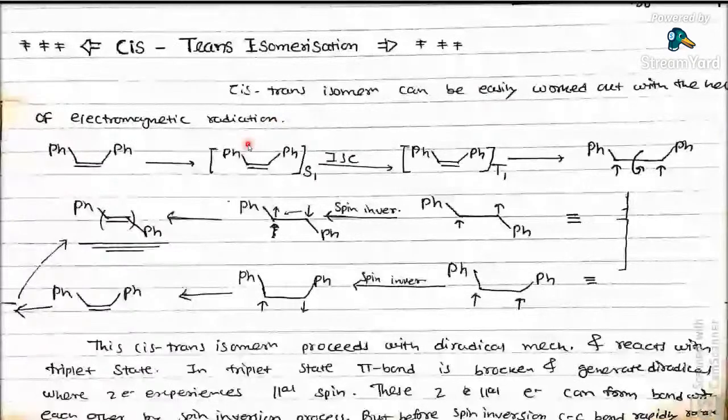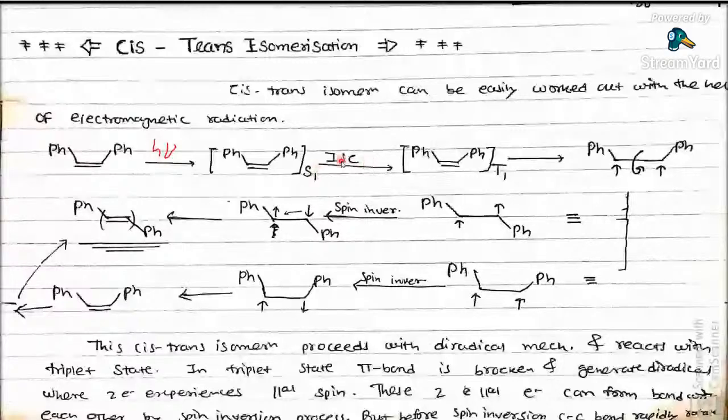Initially I have drawn the structure of stilbene. Just focus on the structure, that is stilbene: Ph, C double bond C, Ph. Here initially the stilbene molecule will absorb some amount of radiation. Here I should have written h nu. On the absorption of that radiation, the molecule will get promoted to the singlet state. So it is the first singlet excited state.